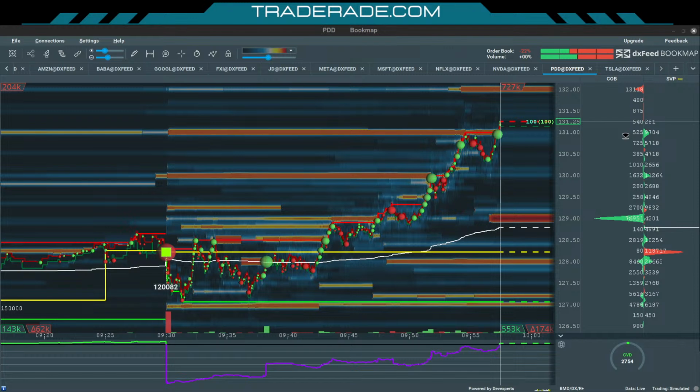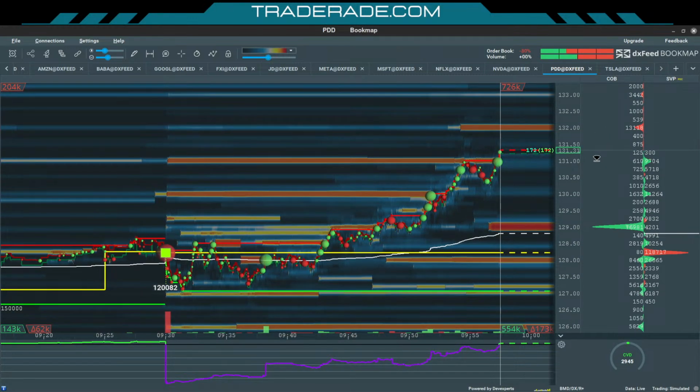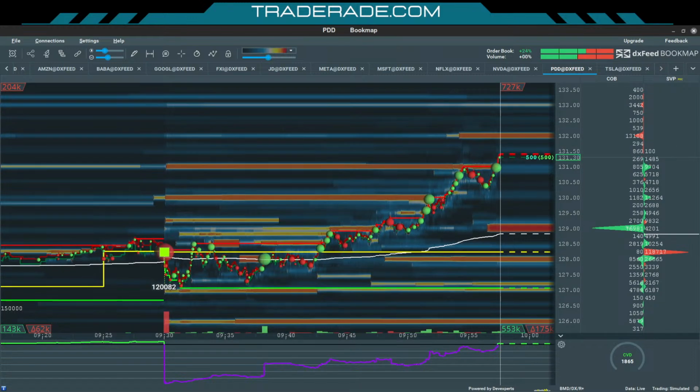And we could see Pinduoduo taking out that offer at 131, now heading to 132, where we see an offer building there with 13,000 shares now. This thing just continues to rocket.